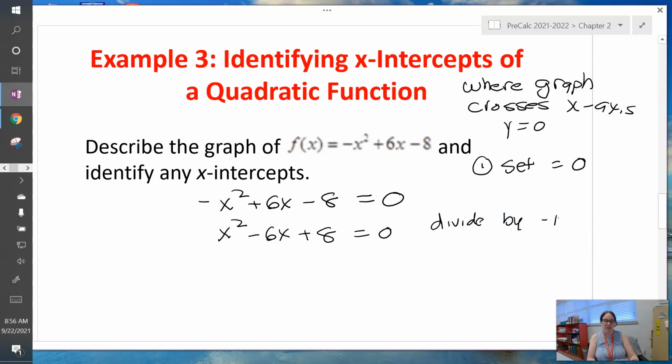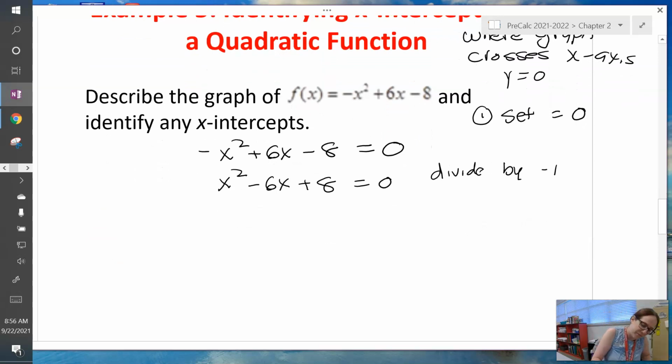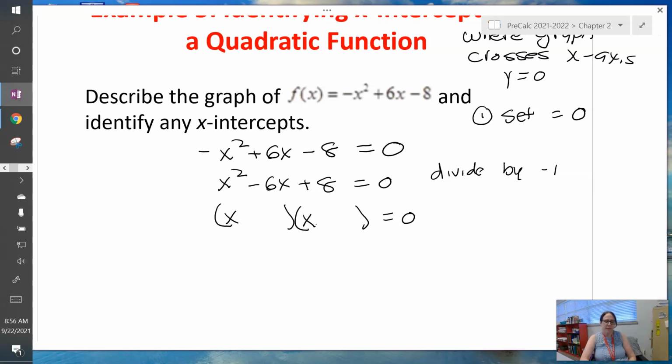Now I'm going to factor this. I'm looking for factors of 8. They're going to have the same sign because that's a +8. That sign is going to be a negative because I have a -6. So I have an x minus and an x minus. So factors of 8 that will add to -6, and that's 2 and 4.